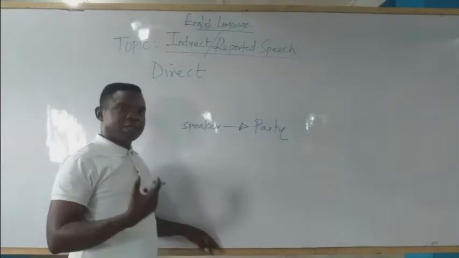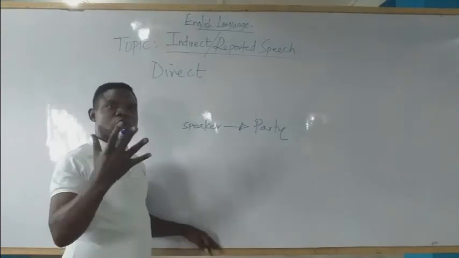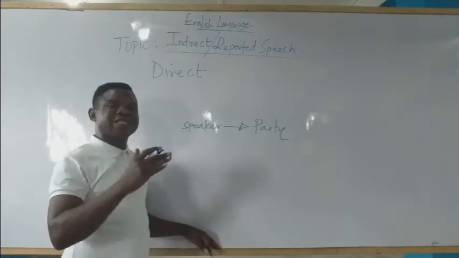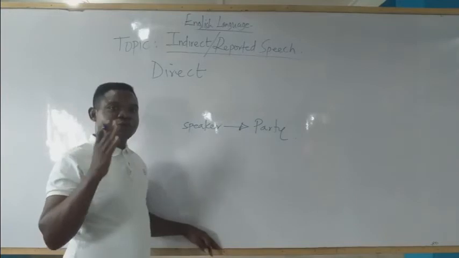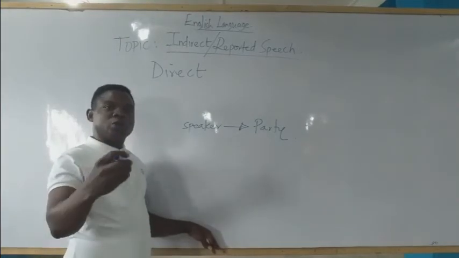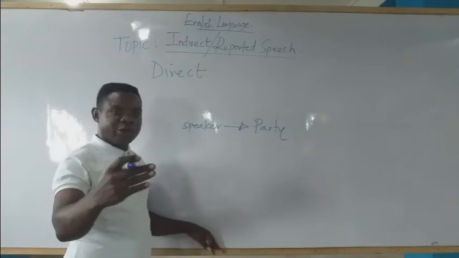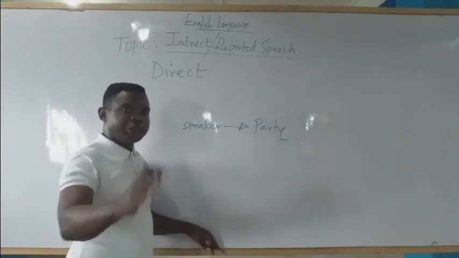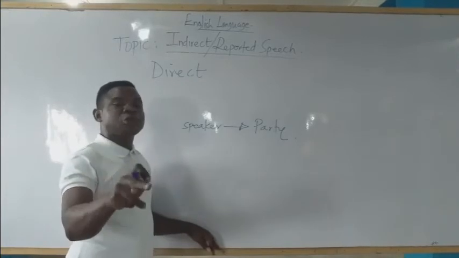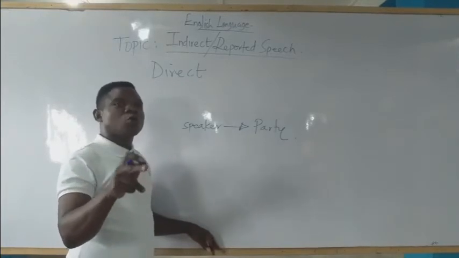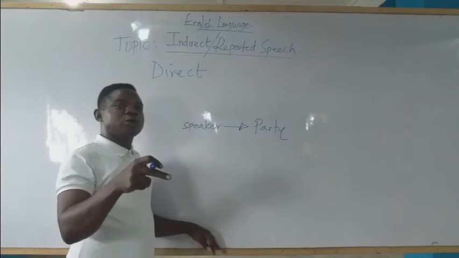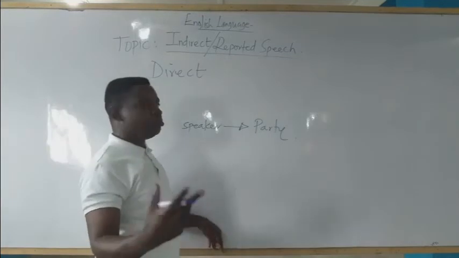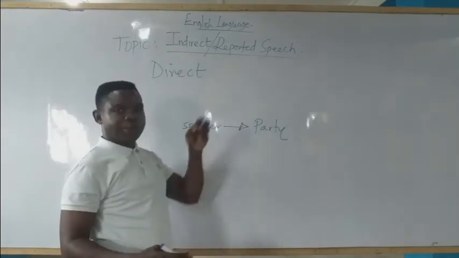For instance, my speech to you all is direct. Why? It is a first-hand information from the speaker to the listener or the hearer. Take note, it is from the speaker to the listener. That is direct. But by the time you, the listener, want to recount or express my comment to the third party, it becomes indirect or reported.